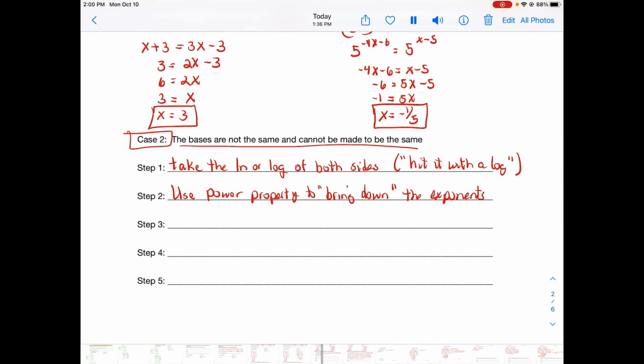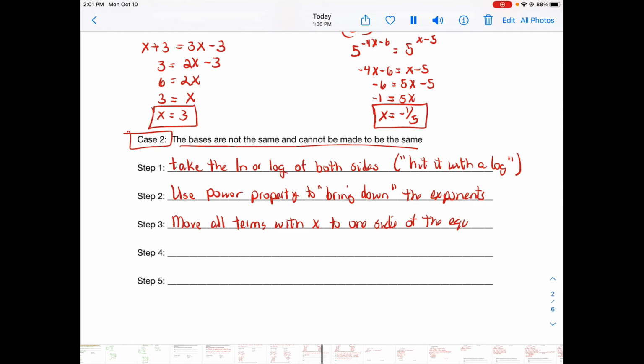Then our next goal is we're going to use all the algebraic steps that we know to get all the terms with x on one side of the equation by itself. So you'll often have parentheses, you'll have to do your distributive property, then you're going to need to get all your x terms on one side, all your terms without x on the other side. So this is going to take a lot of the algebraic steps. Okay, and then we're going to solve for x.